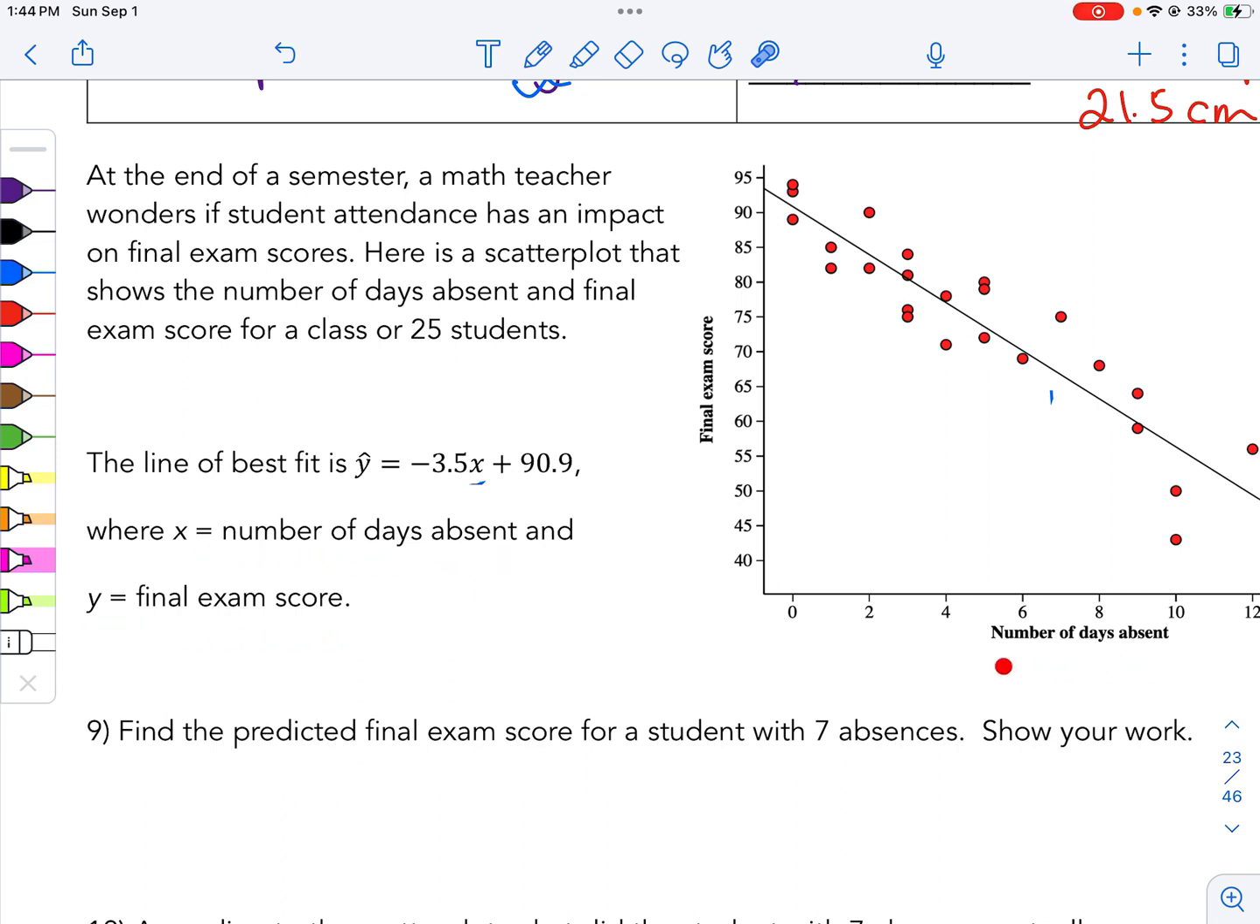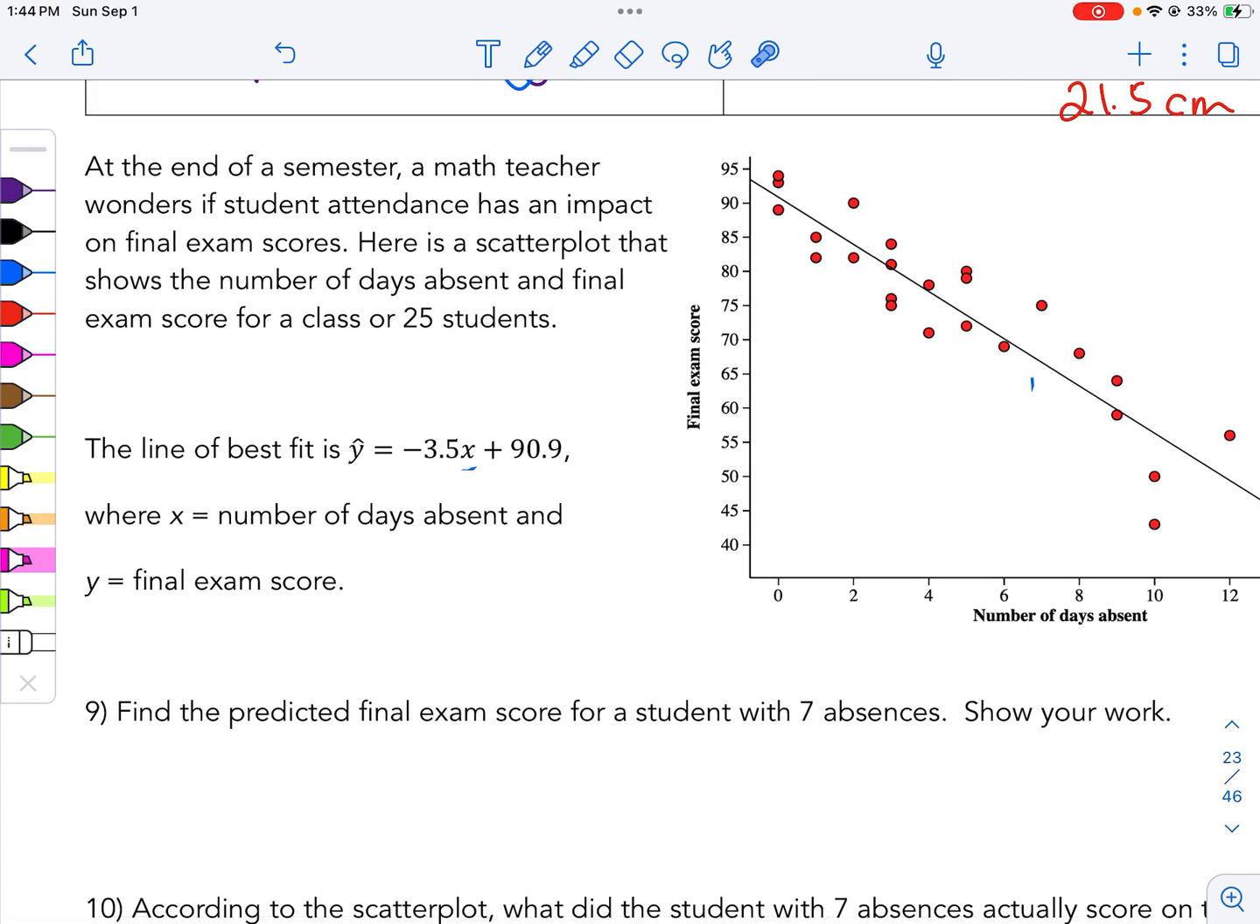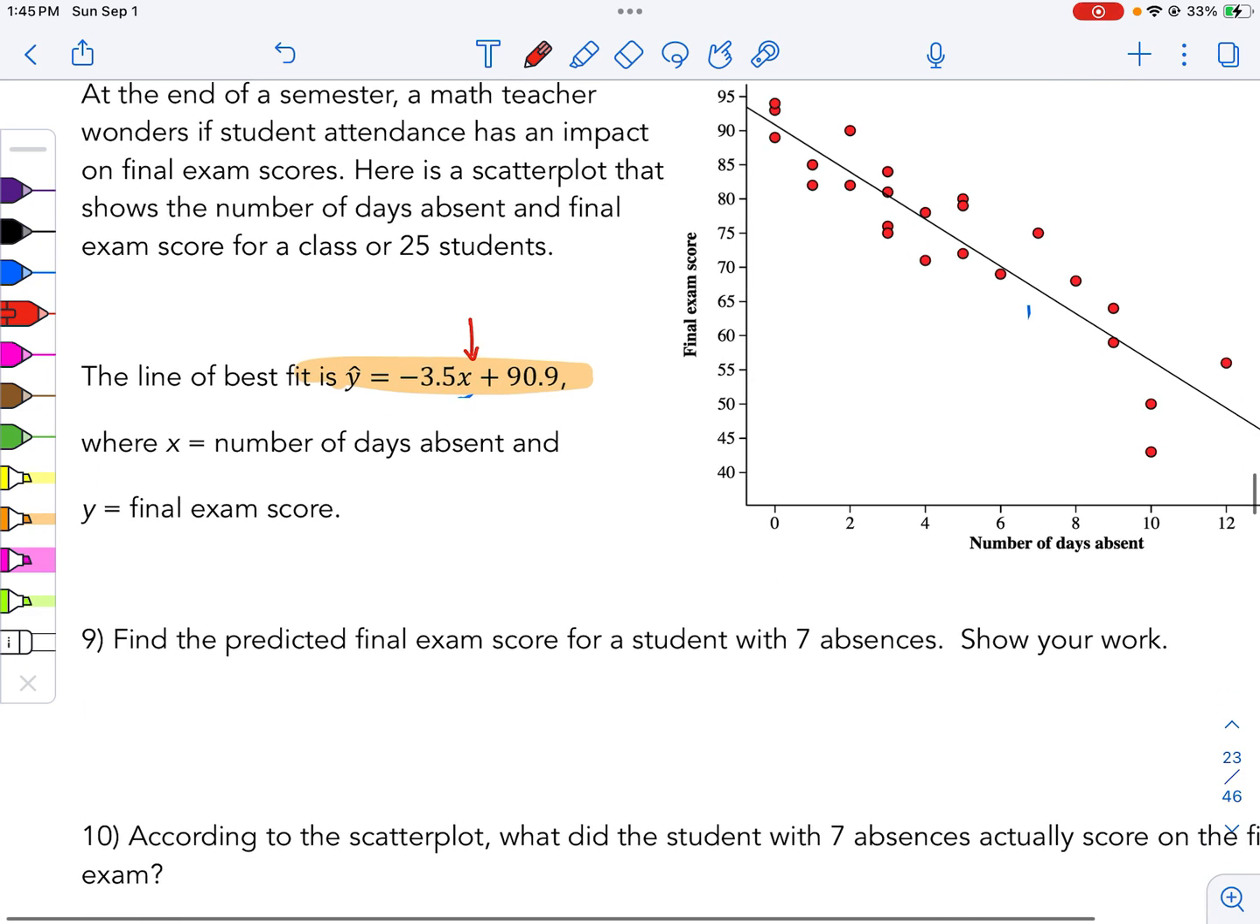You could also look at this just from the table. The x-axis goes horizontally, number of days absent, and the y-axis goes up and down vertically. That's your final exam score. So we've got our equation right here, and we're going to use that equation just like we did in the last one, and plug in values for x. It says, find the predicted final exam score for a student with 7 absences. Well, remember, absences is the x value.